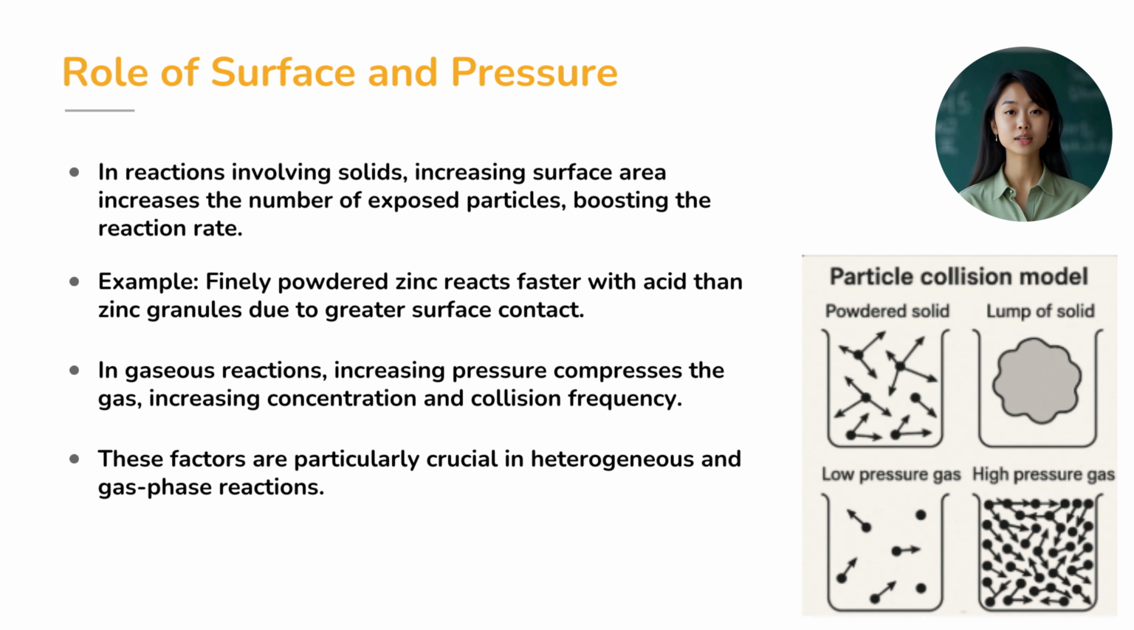Similarly, in gas phase reactions, increasing the pressure compresses the gas molecules, effectively increasing their concentration, which again boosts collision frequency. For example, in the synthesis of ammonia, nitrogen gas reacts with hydrogen gas. The reaction rate is significantly enhanced under high pressure. That's why industrial reactors are pressurized. If you observe the diagrams on screen, you'll see the difference in molecular spacing and collision frequency in high versus low pressure systems, and in large solid lumps versus fine powders.